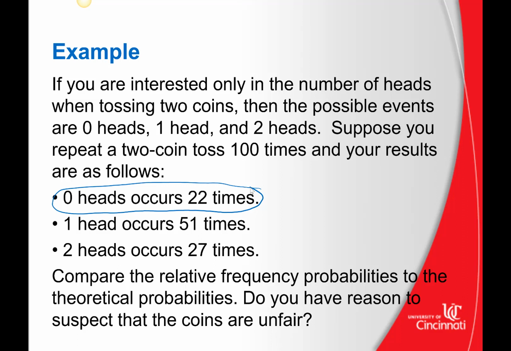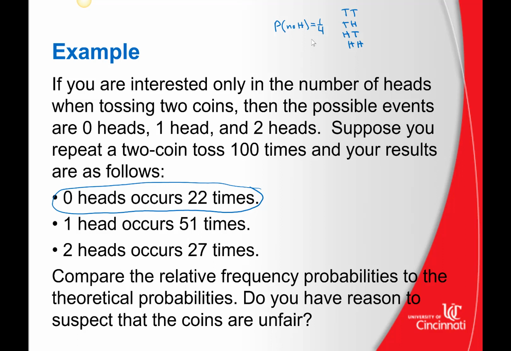Well, let's think about that for a minute. The outcomes are tail, tail, tail, head, head, tail, head, head. What is the probability of no heads? It's 1 out of 4, isn't it? Which is 0.25. Or what percent of the time will you get no heads? 25% of the time. On 100 flips, how many of them would be no heads, theoretically?